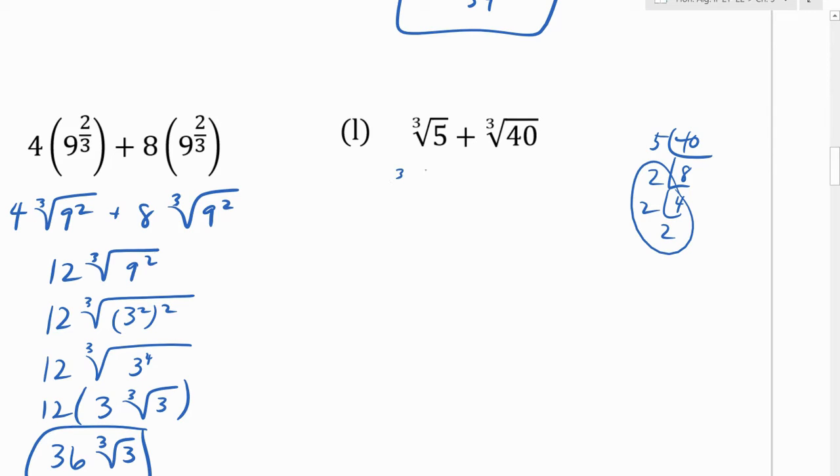So this is the cube root of 5 added to 2 on the cube root of 5. So one of those plus 2 more of those. I got 3 of those cube roots of 5.